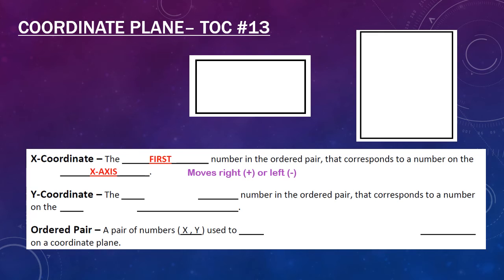If it's positive, you're going to move to the right. If it's negative, you're going to go to the left. So again, the x-coordinate is either moving left or right, not up or down. And this is where students usually have mistakes.